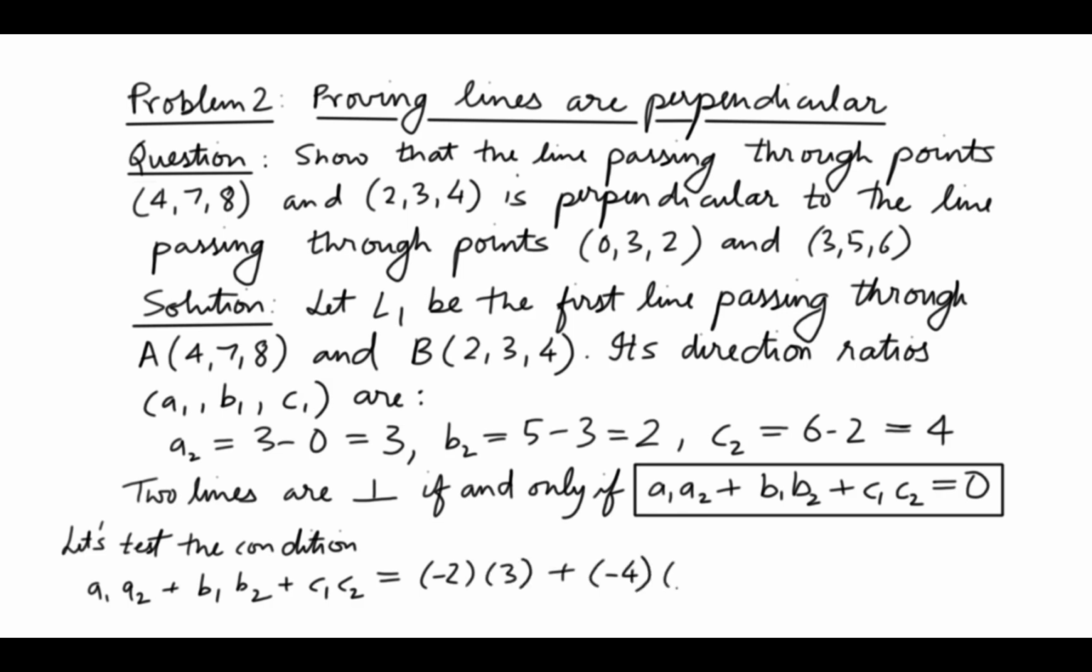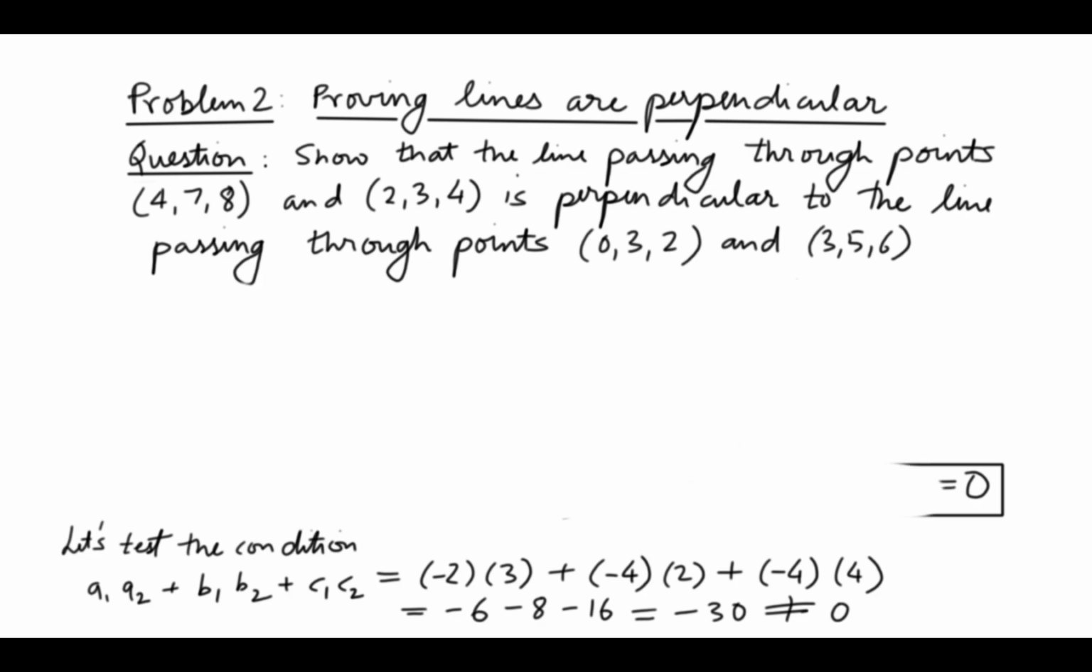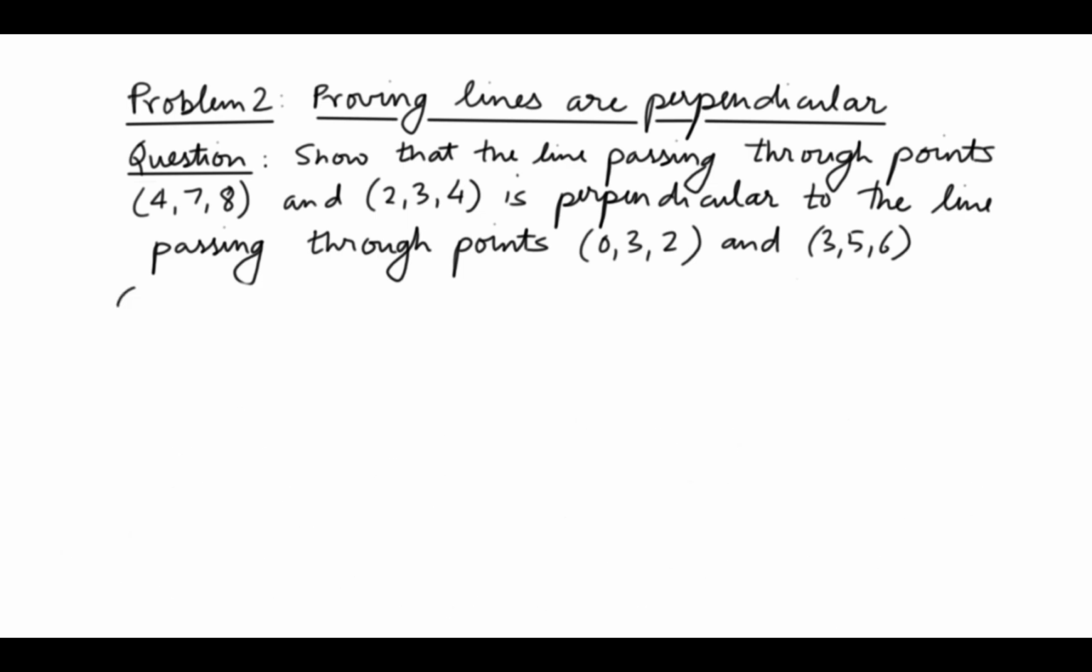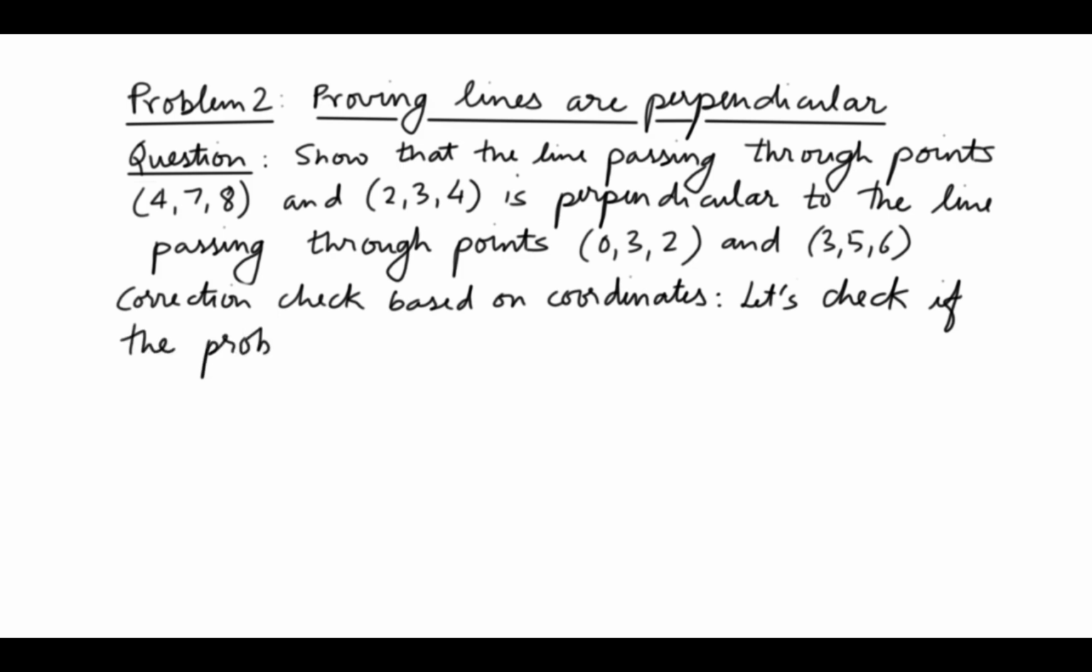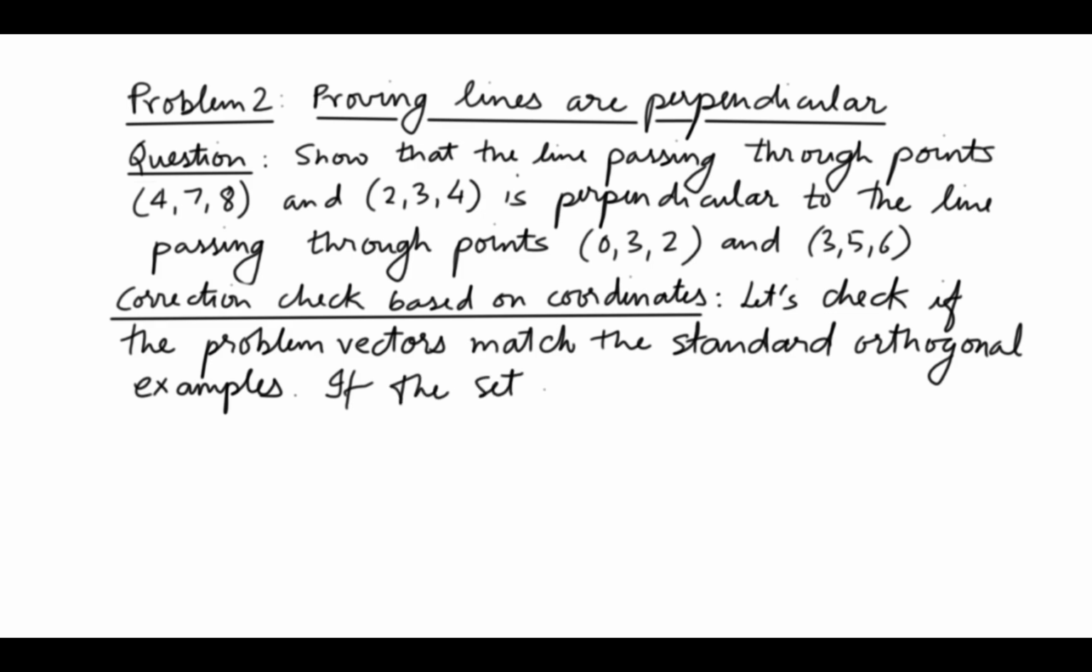So next, the condition for perpendicular is given, so we can test that condition. It's not coming out to be 0, so we need to apply a correction check based on the coordinates. So let's check if the problem vectors match the standard orthogonal examples. So points A and B are modified.